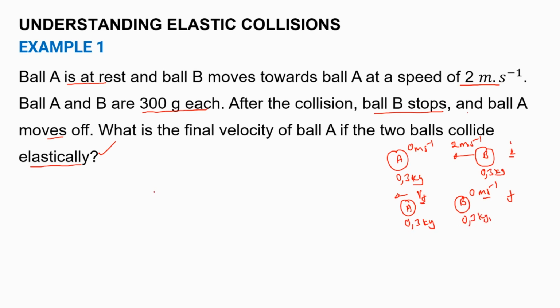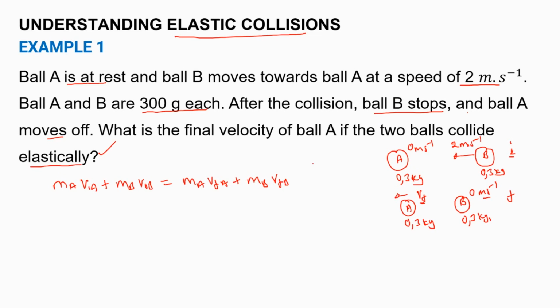So it will be better to use the law of conservation of momentum, because for elastic collisions, momentum is also conserved. So we're going to have mass of A times initial velocity of A plus mass of B times initial velocity of B is equal to mass of A times final velocity of A plus mass of B times final velocity of B. Let's substitute what we have here.